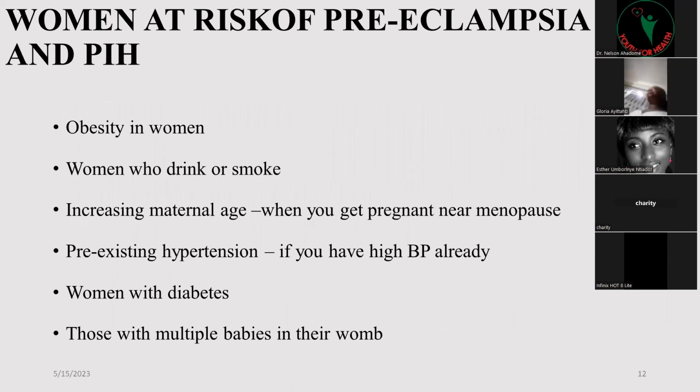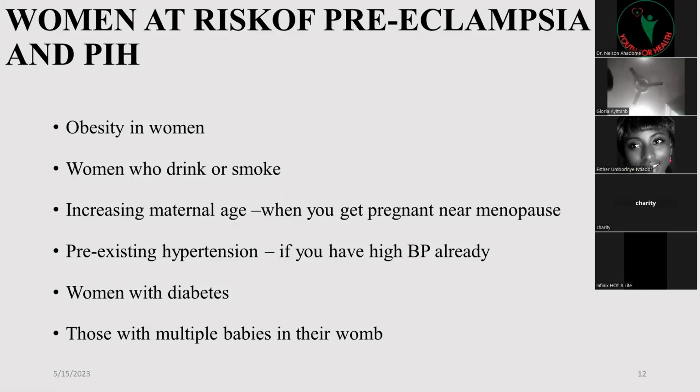Then obesity in women, as we saw, obesity is one great risk factor of hypertension. So it can also lead to preeclampsia. Women who drink or smoke are likely to damage a lot of organs in their bodies. And these can have an effect on the kidneys, and this can also result in preeclampsia.